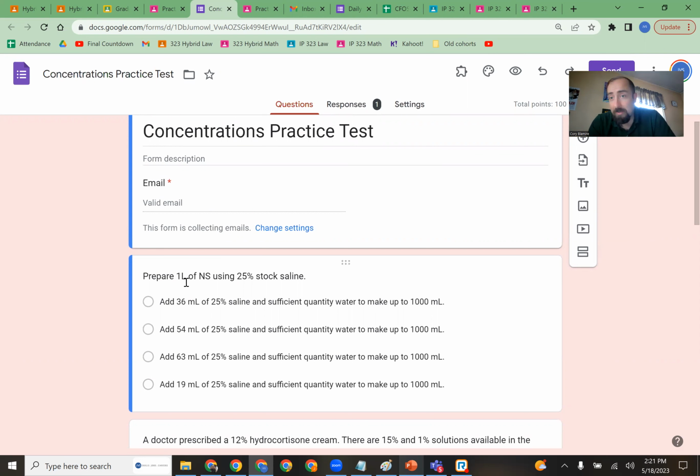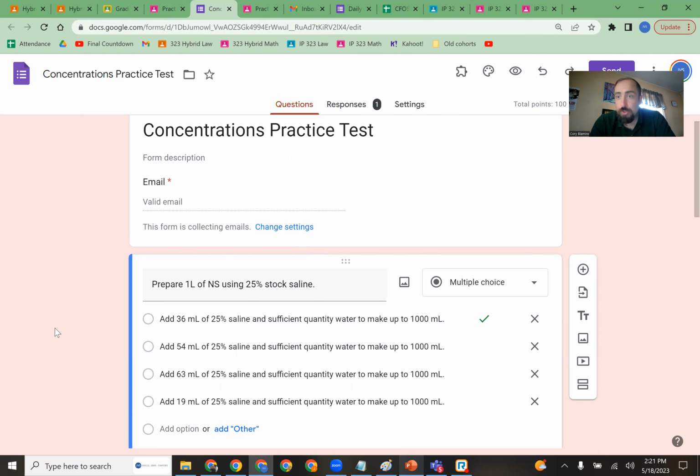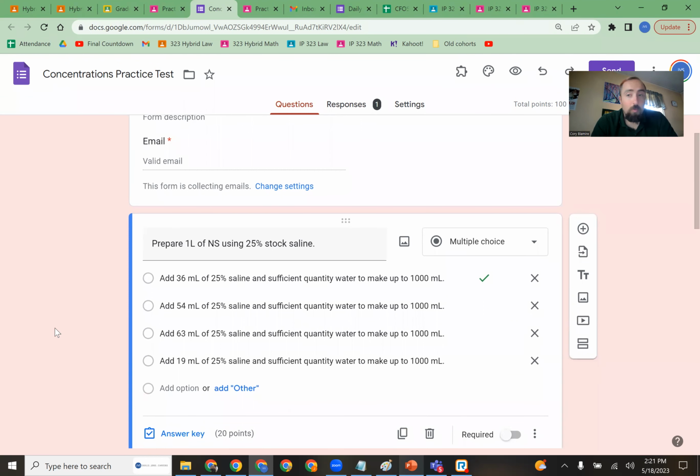Really, this is just a trial and error problem, okay? Because if you slowly and carefully read what they're asking, you need to get to 1 liter, 1,000 ml, of normal saline, which is 0.9% sodium chloride. So what do we do? Well, we look at each of the multiple choice answers that they gave us. You can pick any one at random.